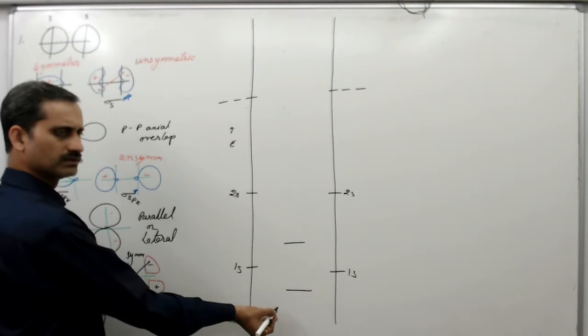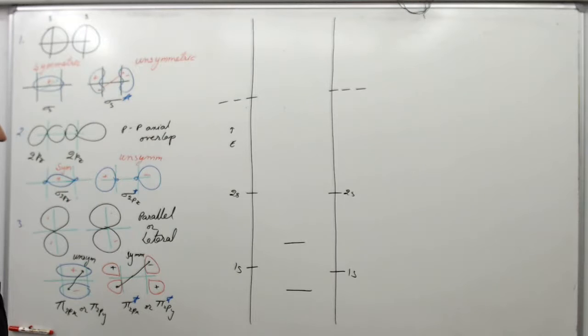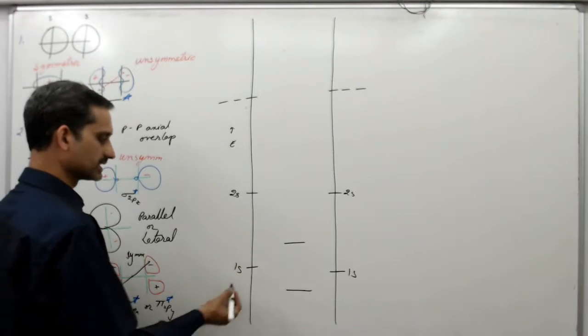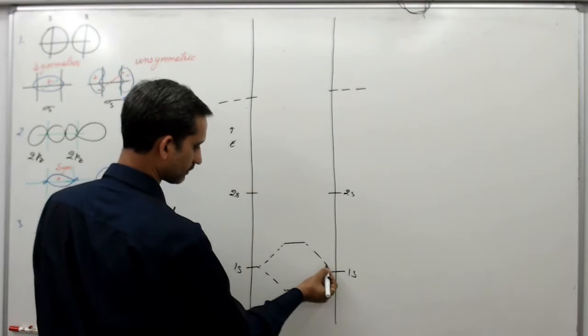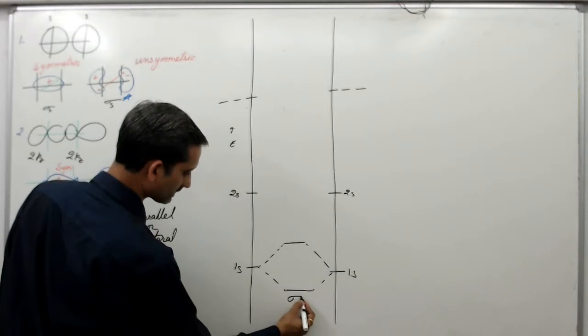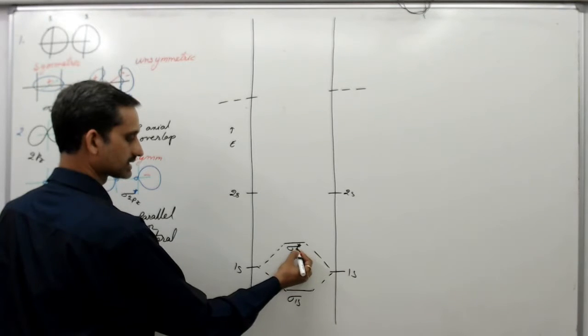One orbital is going to have higher energy and one is going to be of lower energy. That you would have written in your copy itself. So this is the increase, this is the decrease. So this is what we have as sigma 1s and this is what we have as sigma star 1s.